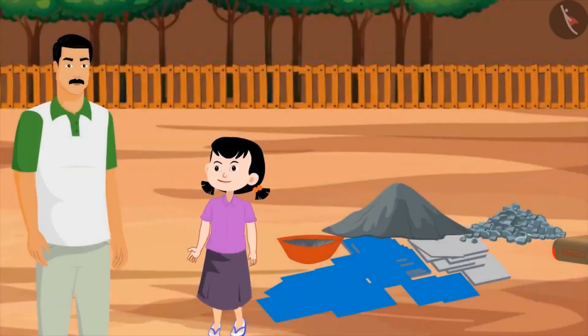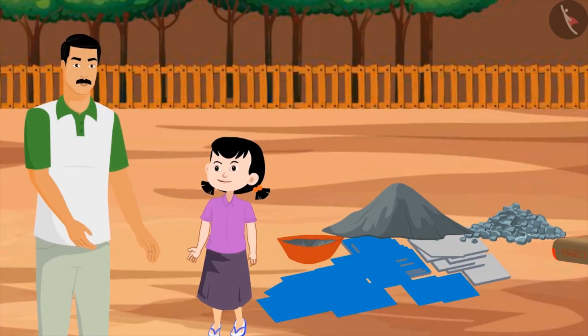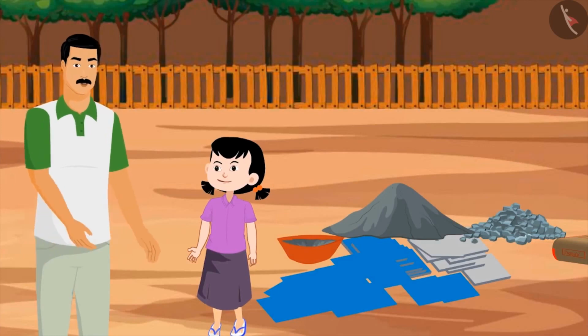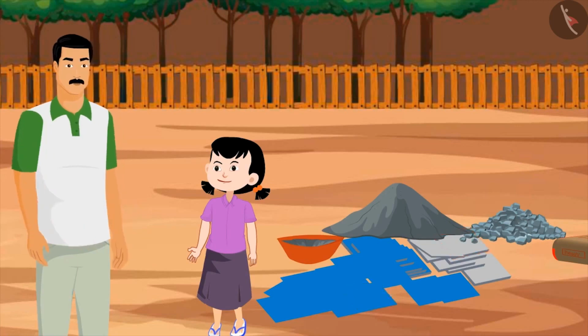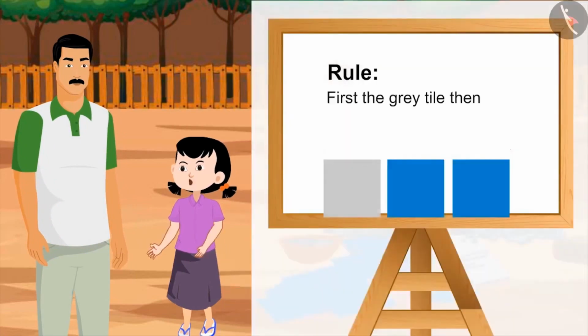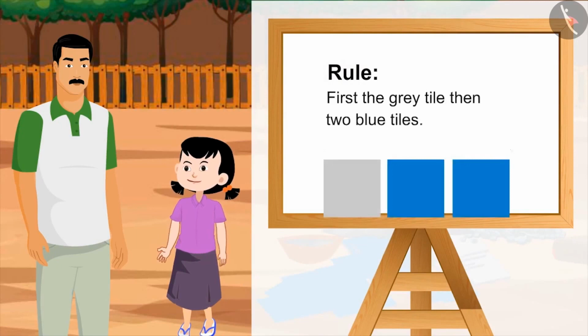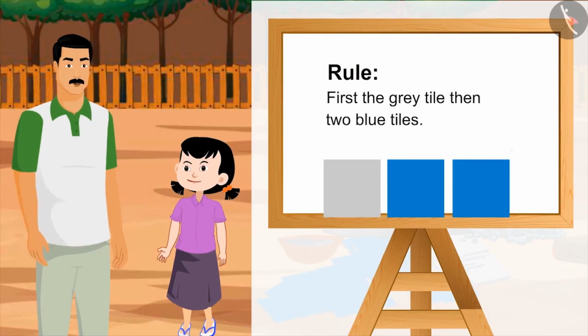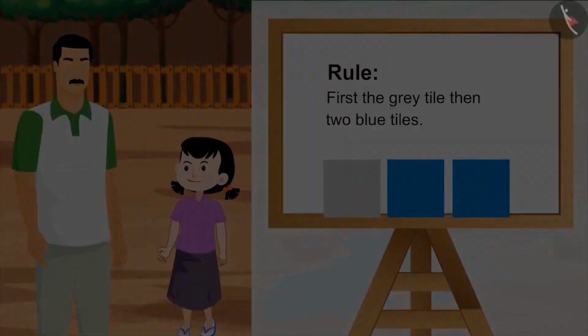Uncle, what will you do? Today, I will place tiles in the courtyard. Which ones? See, I am left with these grey and blue tiles. I'll use this. Okay, Uncle. What will be the rule for placing this? You say. We have blue tiles in more numbers, so we can place one grey tile and then two blue tiles. Wow! You have given a great idea. Come, let's tile the courtyard using this pattern.